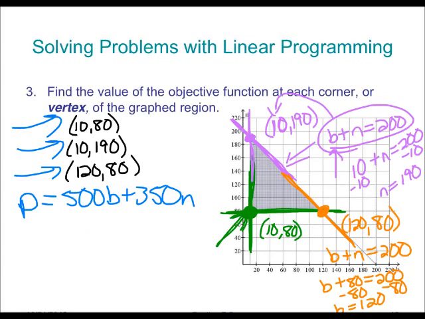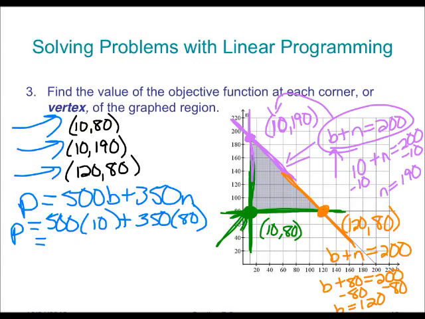So the first point has a B value of 10 and an N value of 80. So the first point I'm going to plug in, I have 500 times 10 plus 350 times 80. Without a calculator, I'm not going to be able to do that in my head, but you would do that in your calculator to figure out what that value is. And when I go to the next slide, hopefully I have that information, otherwise I'll try and find a calculator.